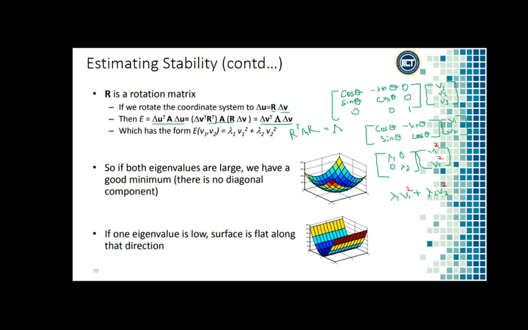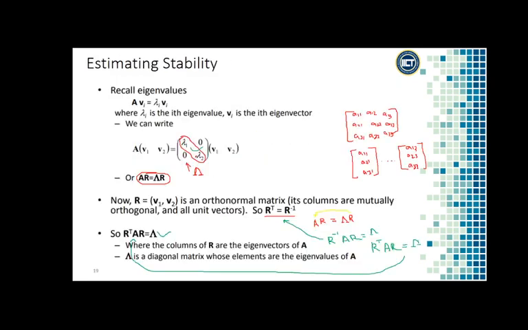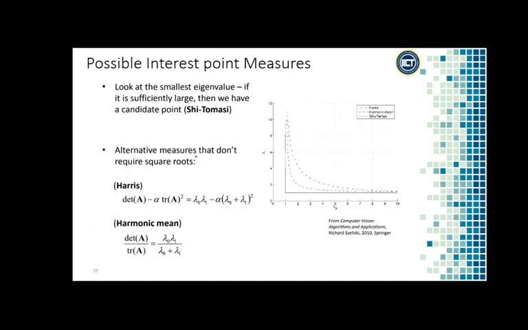If both eigenvalues are large, we have a good minimum; there is no diagonal component here. But if one of the eigenvalues is low, the surface is flat along one direction. So if you have a similar situation where one of the eigenvalues is low, you will get this kind of response. It can be noted from this that if the smallest eigenvalue is sufficiently large, then we have a good candidate point, which was C.